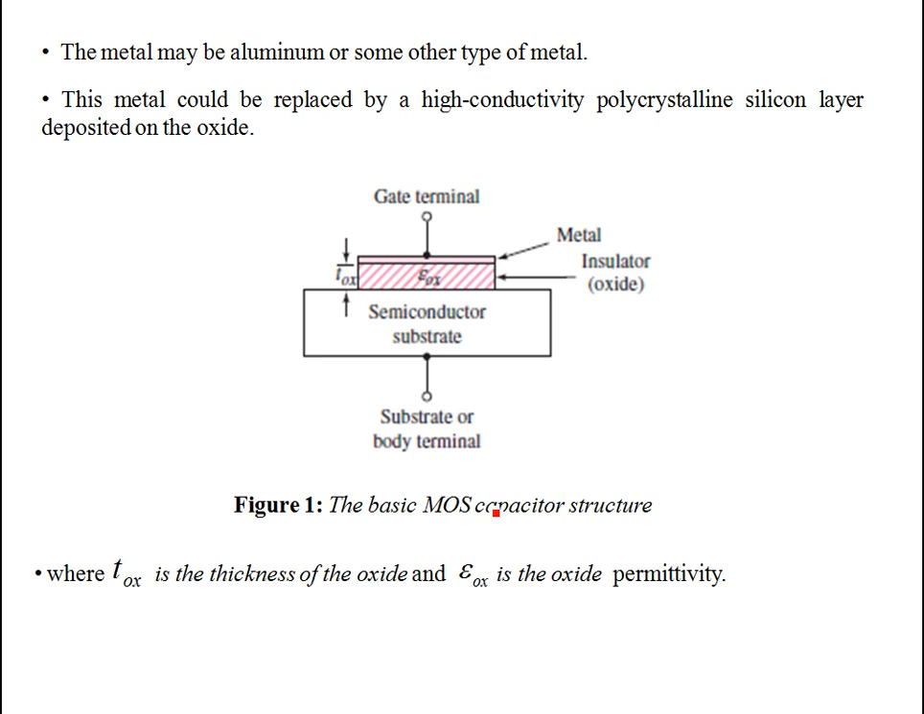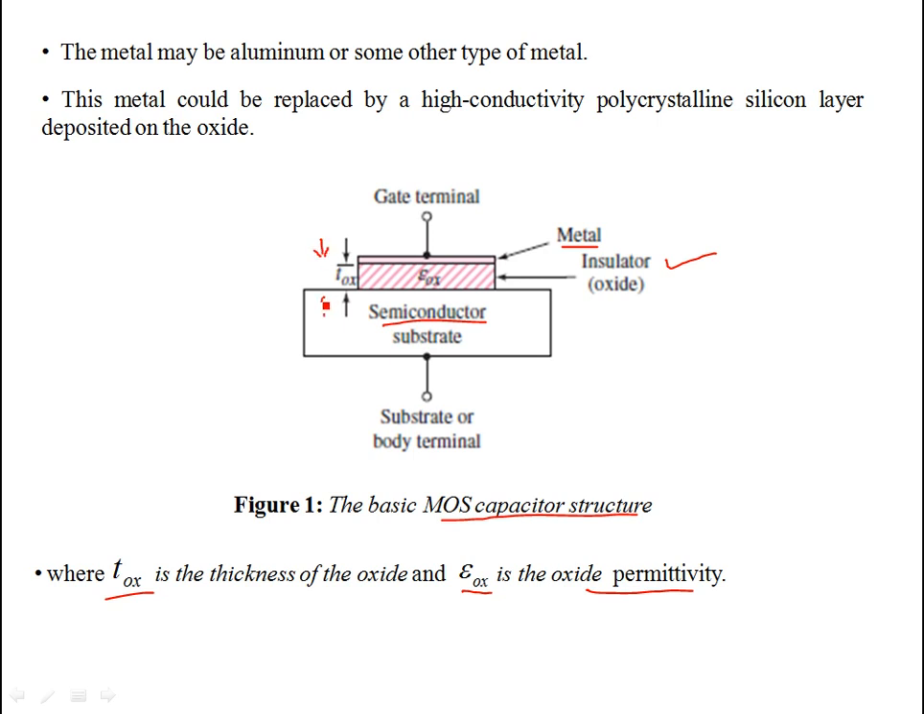Let's have a look at the basic MOS capacitor structure. You have a substrate. It could be p-type or n-type doped. This is a semiconductor substrate. Then you have a metal, and the metal and semiconductor are separated by an oxide insulator having a dielectric permittivity of epsilon OX, which is the permittivity of the oxide. And tOX refers to this dimension, the thickness of the oxide.